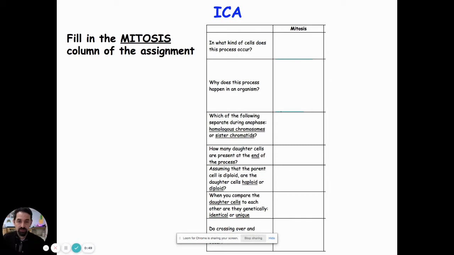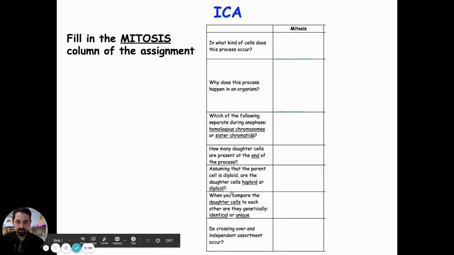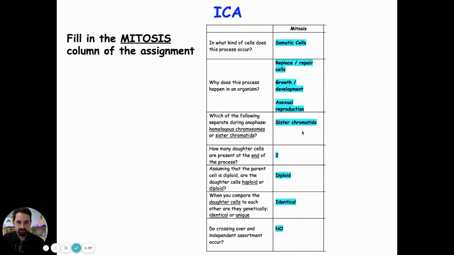And how many daughter cells are present at the end of the process? 2. And are the made cells haploid or diploid? They are diploid. And when you compare the daughter cells, are they identical or unique? They are identical, and crossing over and independent assortment do not occur. Oh, did I say homologous chromatids? Sister chromatids. Okay, so you separate your sister chromatids, that's right.